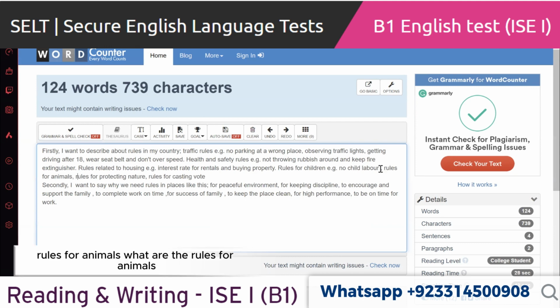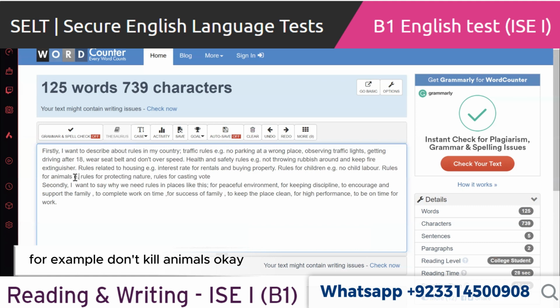What are the rules for animals? No animal abuse. Don't hit anyone. Don't kill them. For example, don't kill animals.